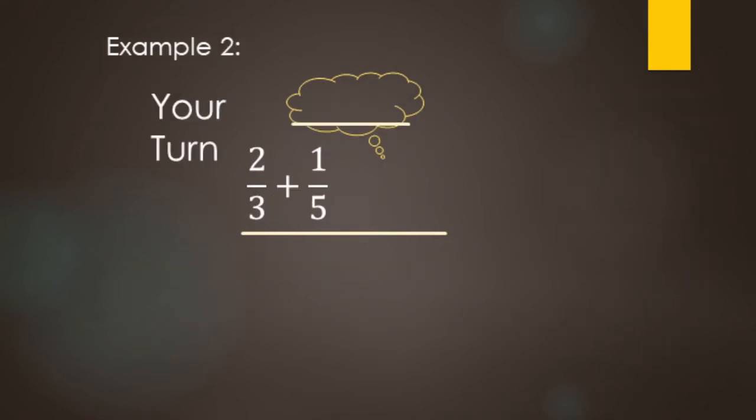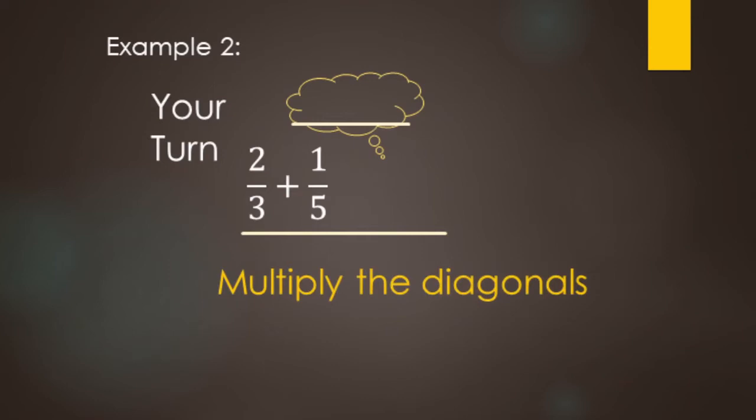So here we go. We're going to add 2/3 plus 1/5, doing it the fast way. So remember, we're going to multiply the diagonals. So that's 2 times 5 makes 10. And so we hold that number in our brain. And then we're going to do 3 times 1 makes 3. And then we're going to do this operation to both of those.